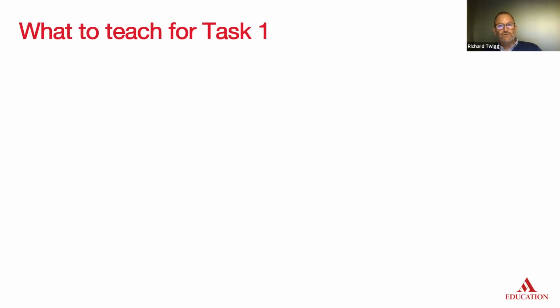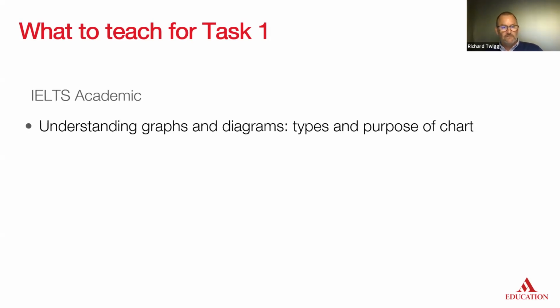So what should we do when we're teaching task 1? So in addition, in task 1, generally speaking, it's a bar chart, line graph, diagram, pie chart are the main areas that they get asked, but they can also be asked to describe a process, a diagram, a map, but the ideas are exactly the same. So in academic IELTS, the most important thing is to understand graphs and diagrams. What is the type of graph or diagram that I have, and what is the purpose?